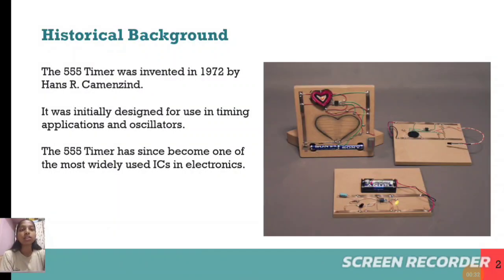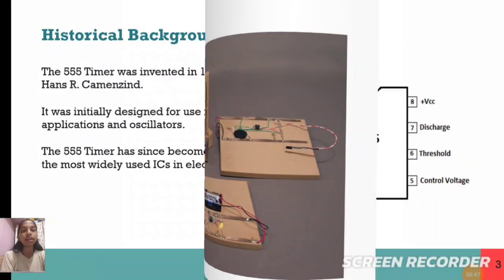Historical background. The 555 timer was invented in 1972 by Hans R. Camenzind. It was initially designed for use in timing applications and oscillators. The 555 timer has since become one of the most widely used ICs in electronics.